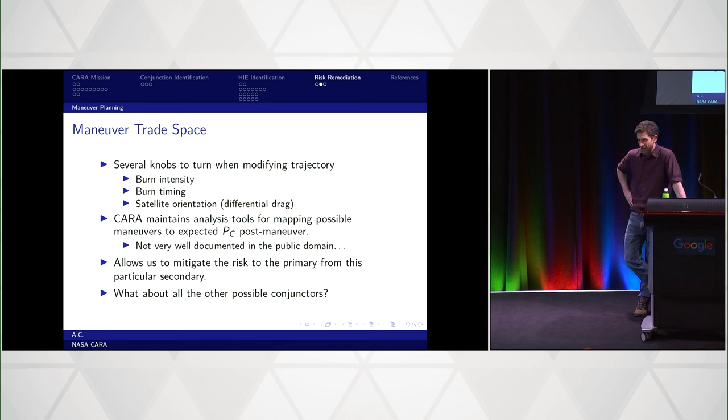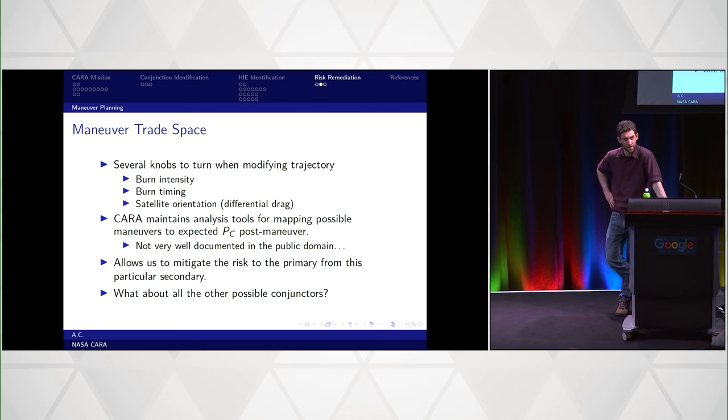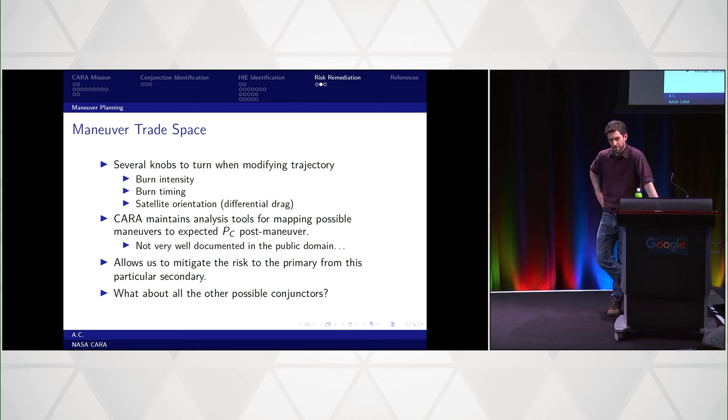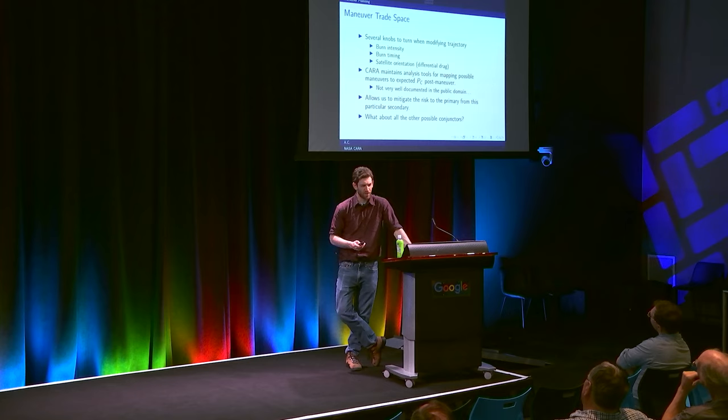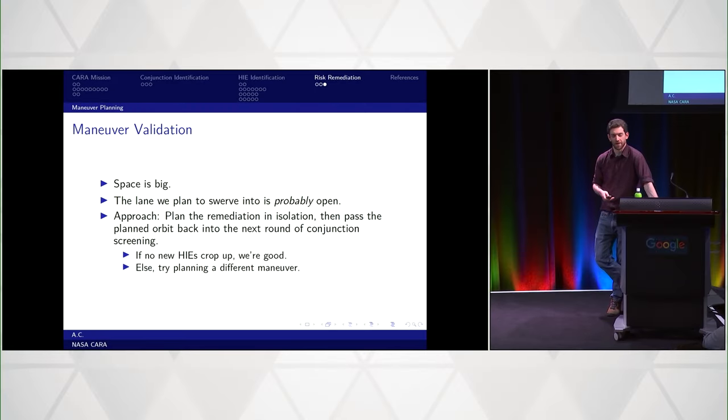Anyways, CARA has analysis tools that it maintains for mapping possible maneuvers to the expected effects on probability of collision. They are unfortunately not very well documented in the public domain, so I'm not going to go into their internals, but let's assume that they exist for a moment and accept that we have determined a mechanism for mitigating the risk to our primary object from a particular secondary. That's great, but there's still a whole bunch of other stuff in space. So after I've maneuvered, what about all that stuff?